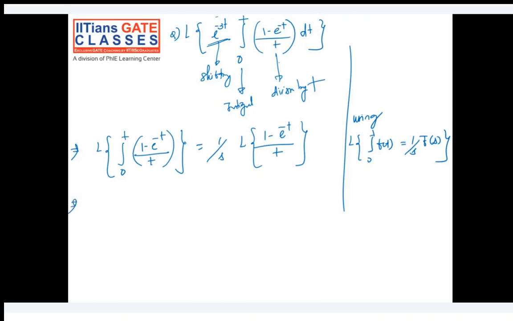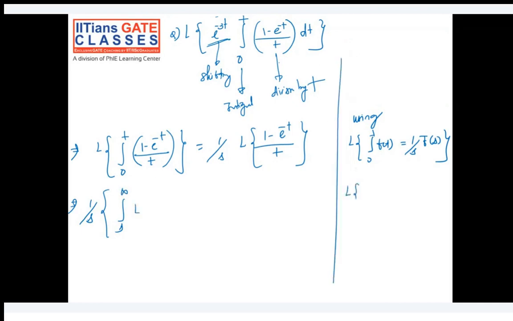What about the Laplace transform of (1 minus e to the power t) by t? It's a division by t. Division by t means an integral will come into the picture. So 1 upon s as it is, and the Laplace transform of this will be, in bracket, integration s to infinity. I'll mention the property here again: Laplace transform of f of t by t is integration s to infinity f bar of s ds.